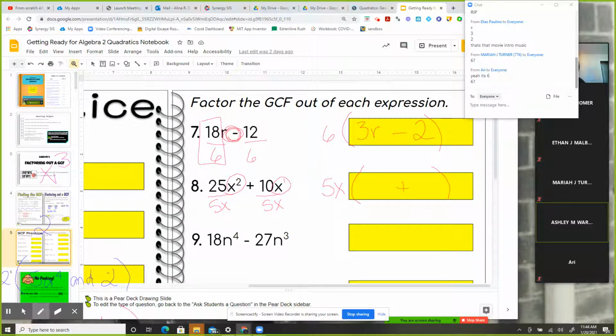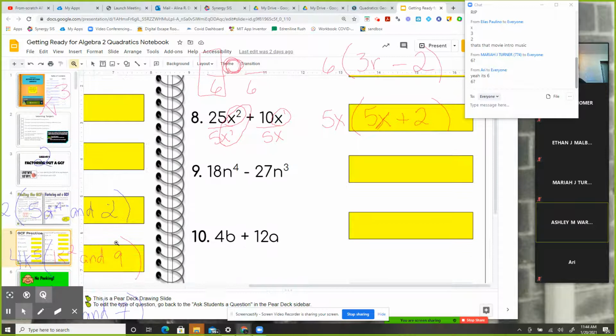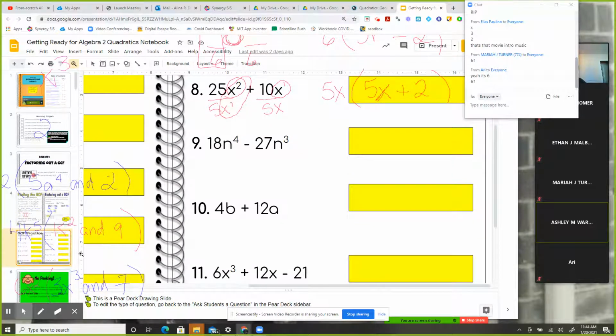5. Do I need any variables anywhere? Yeah. So I've got x squared divided by x. So I'm going to do 2 minus 1 is 1x. You guys are picking this up so quickly. All right, question number 9.